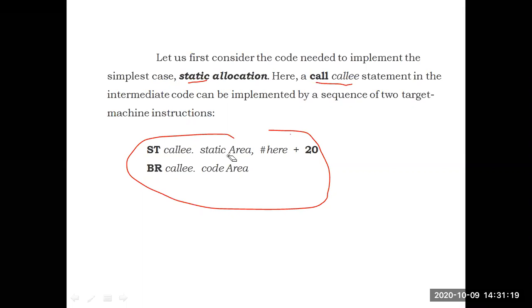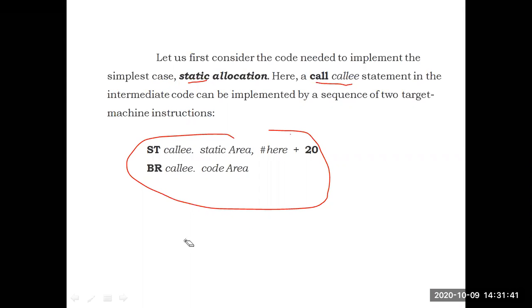Now, what is this callee.code area? Branch callee.code area: the branch instruction will transfer the flow of control to the callee function. Clear? And when the flow of control is transferred to the callee function, how will it understand what is the first statement?